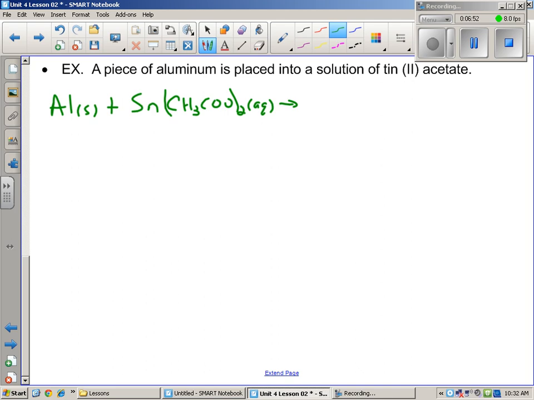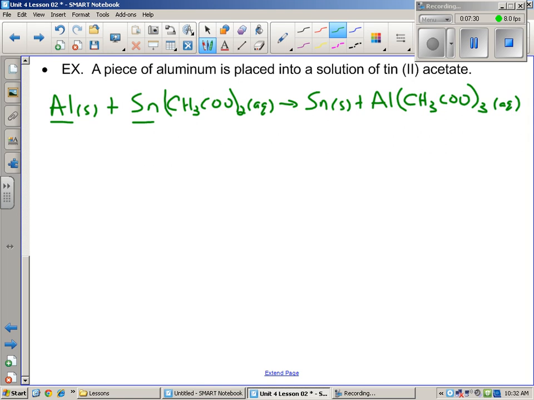Now, would something happen over time? Possibly, because there's moisture in the air, there's other things going on there. But it would take an incredibly long time. You're going to have single replacement, so metals switch places. You're going to get tin by itself and aluminum acetate. And once again, one of these is going to be aqueous. This is still going to be a solution, right?